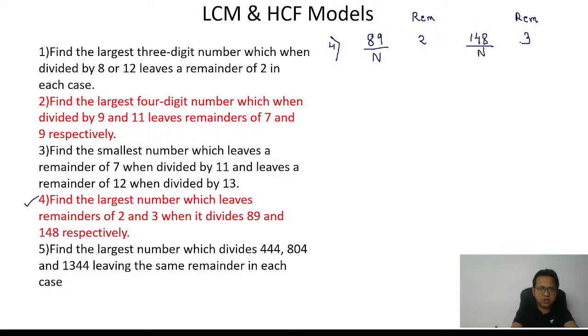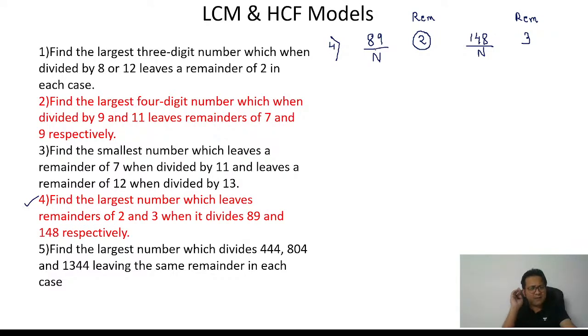Now think about it logically. It simply means 89, if you divide, you are getting a remainder 2. So can I say 87 is perfectly divisible by the number? Will you agree? 87 is perfectly divisible by the number. Why?